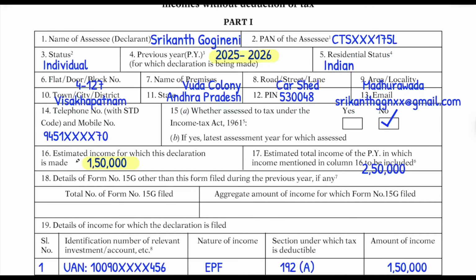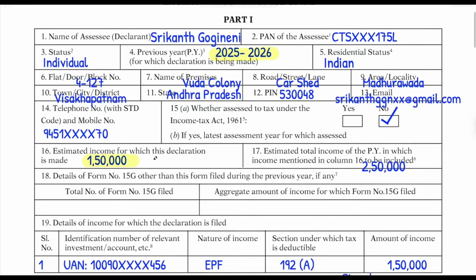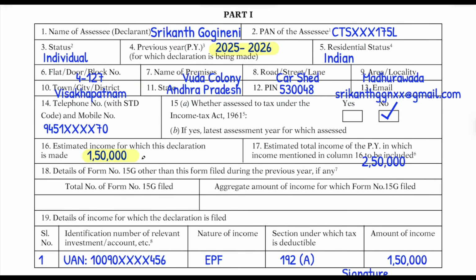In field number 16, write your EPF amount. For example, if this person has 1,50,000 rupees in his PF account, then he has to write 1,50,000 rupees. Remember, you have to mention only the PF amount, not the pension amount that you see in the last column of your EPF passbook. Form 15G is only for the PF amount. For the pension amount, you don't need to submit Form 15G and no TDS will be deducted from the pension amount.